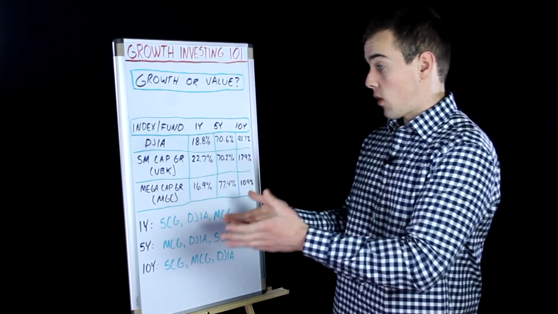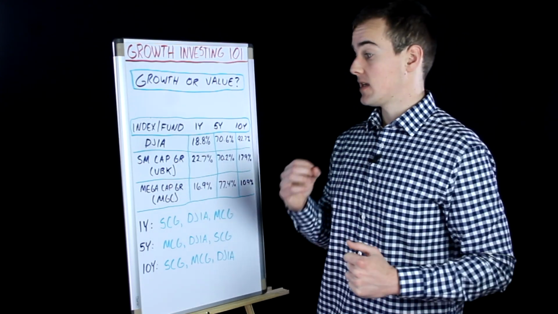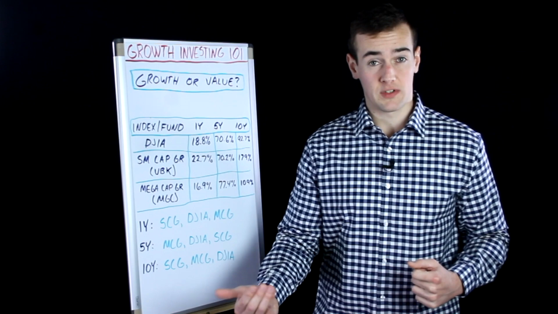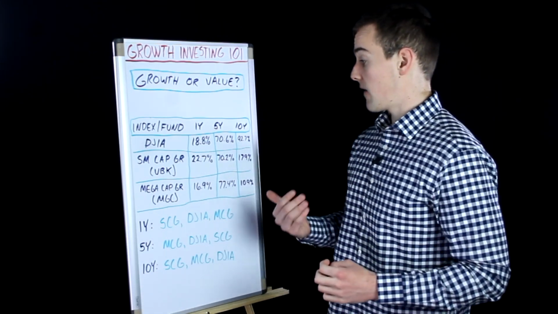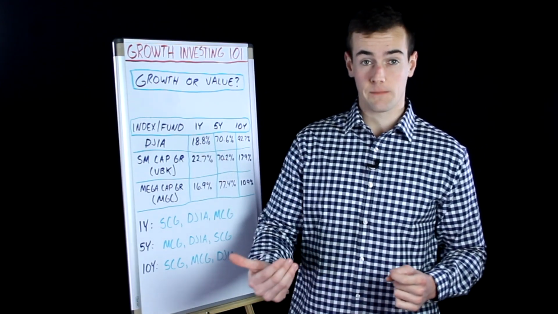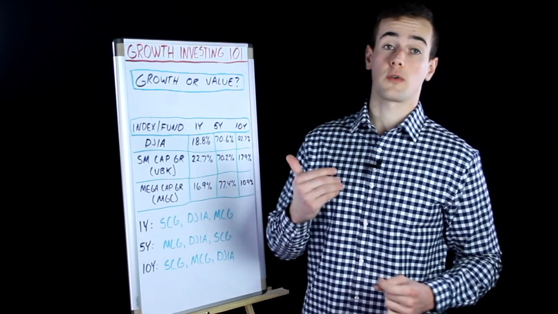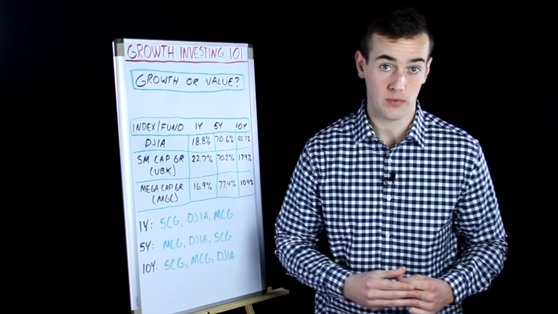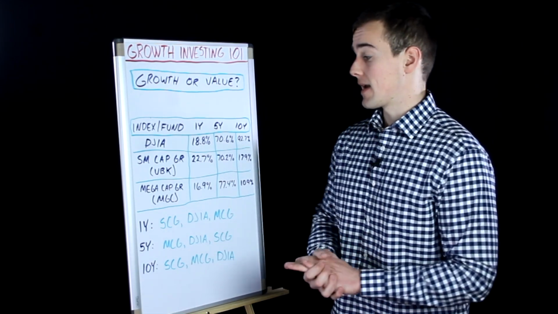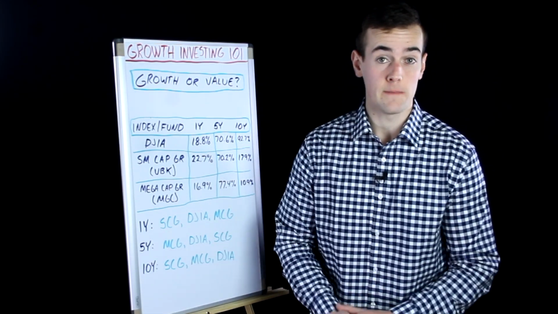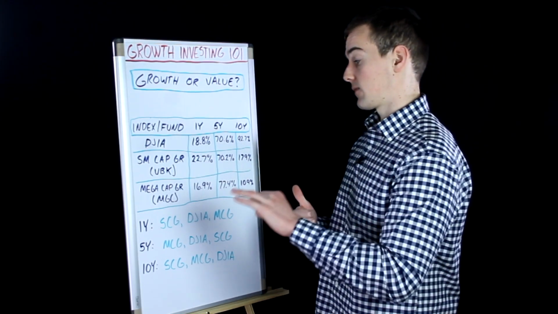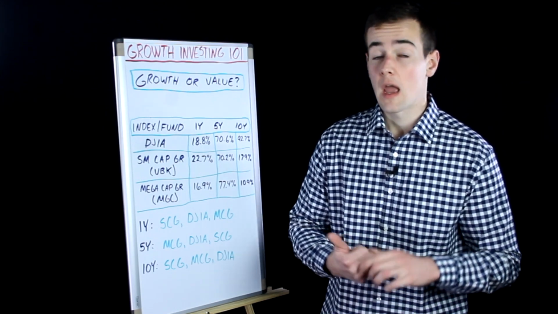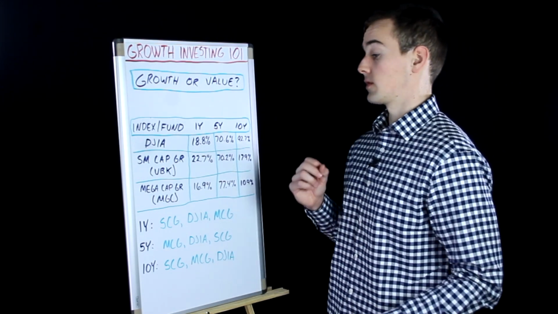Now, looking at small cap growth stocks, looking at the VBK fund, over the last year, we've seen a 22.7% return from that fund. Over the last 5 years, a 70.2%, and over the last 10 years, a 179% return from that fund. And then we look at the Mega Cap Growth Fund, MGC. Over the last year, it has returned 16.9%. Over the last 5 years, 77.4%, and over the last 10 years, 109%.